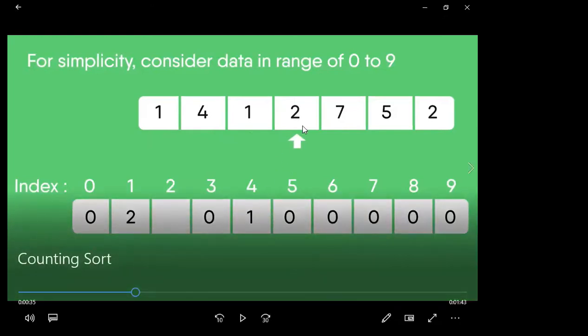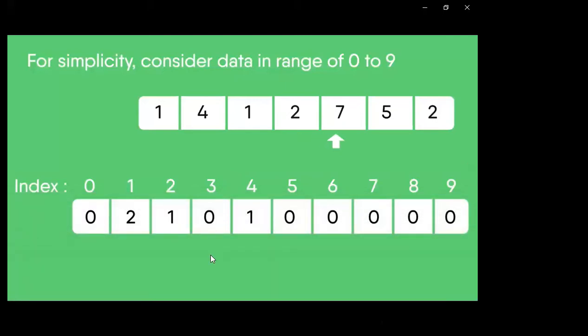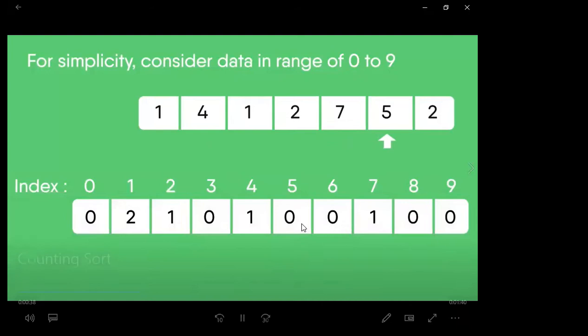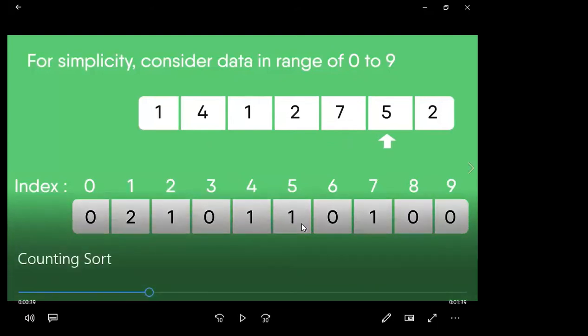Okay, then we have 2. So we'll go to the temporary array at index 2 and increase that element from 0 to 1. And then we have 7 and we'll increment 0 to 1. Then we have 5. We'll go to this 5 index and increase it by 1. And then we have 2 again. So 2 was 1 earlier, and we'll override this value of 1 by incrementing it by 1. Okay, so that is 2 again.